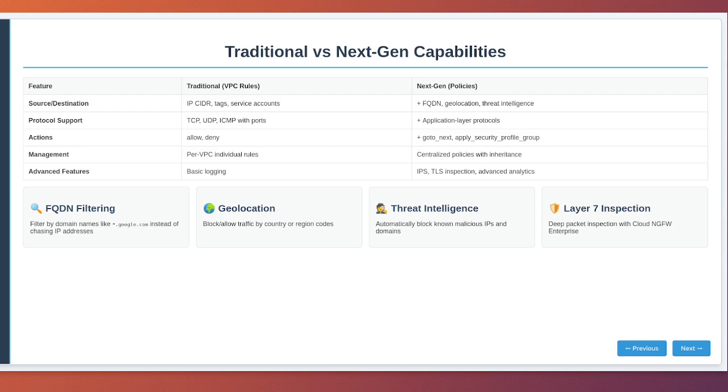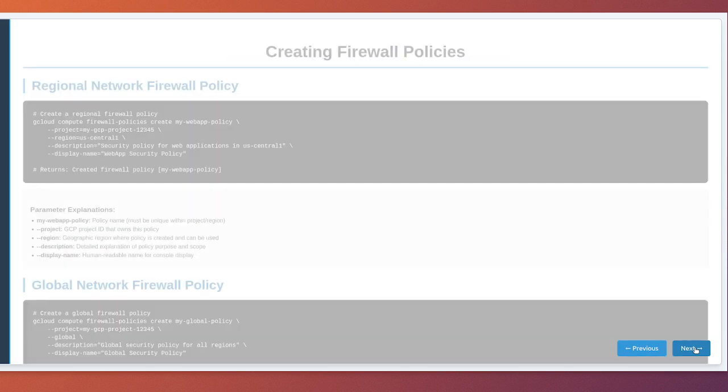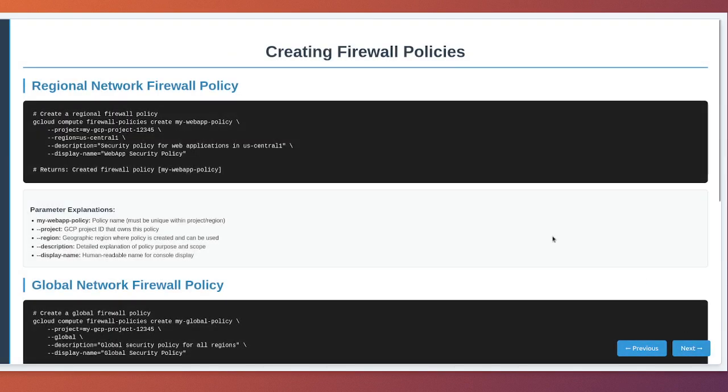The management scope difference is equally important. Instead of managing hundreds of individual rules scattered across dozens of VPCs, you create centralized policies that cascade down through your organization. This is not just more convenient, it is fundamentally more secure because it reduces the chance of configuration errors and security gaps. Creating your first policy: command deep dive.